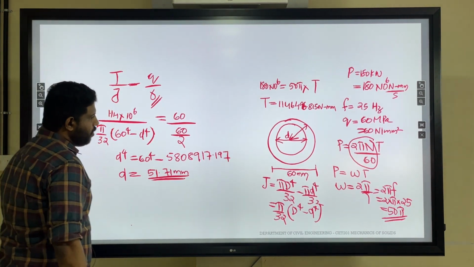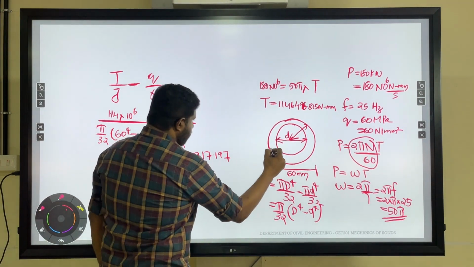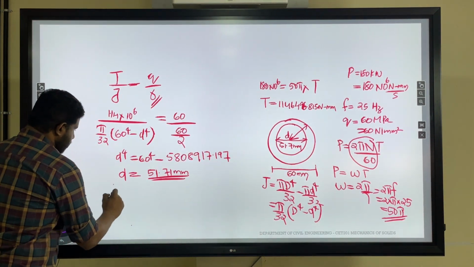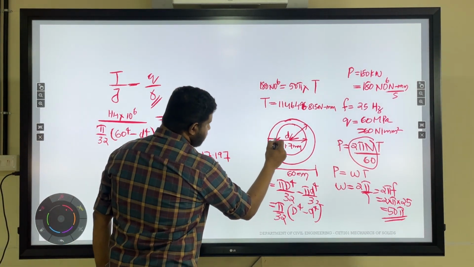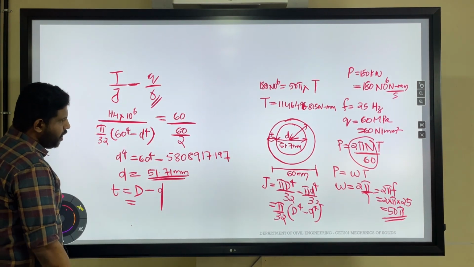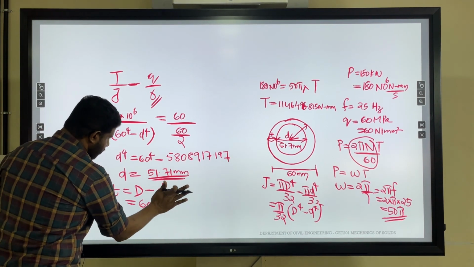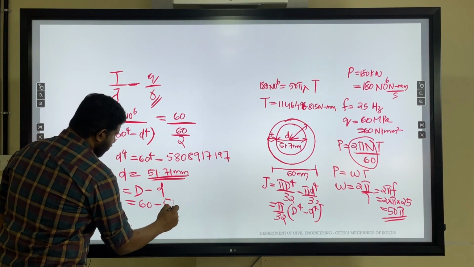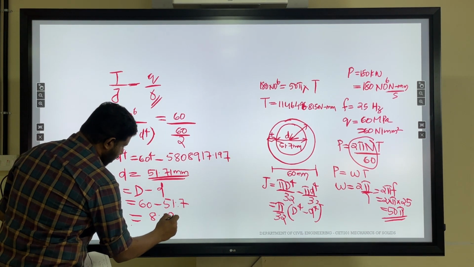Okay, so now we have the outer diameter and the inner diameter. Inner diameter is 51.71 mm. So thickness will be given by outer diameter minus inner diameter. This value is the thickness, capital D minus small d. Capital D is 60 minus small d value 51.7. So when you deduct this, you will get 8.29 mm.